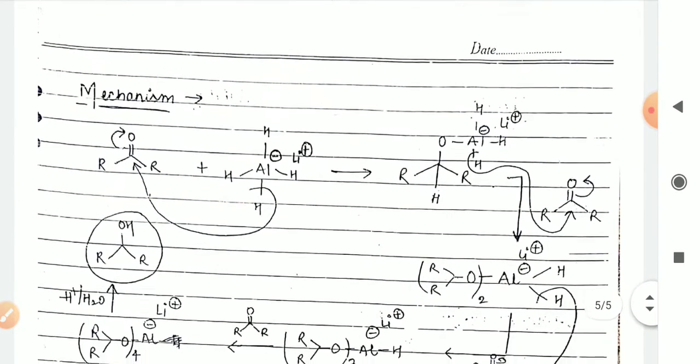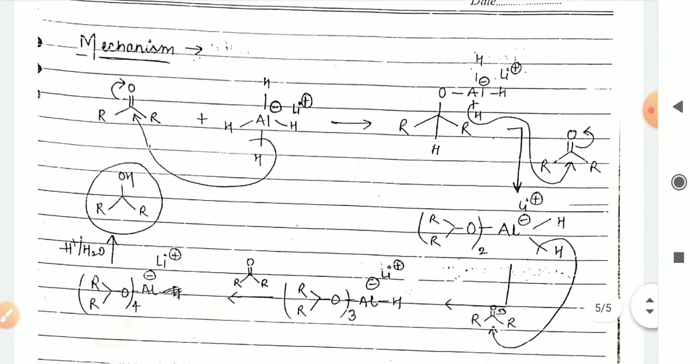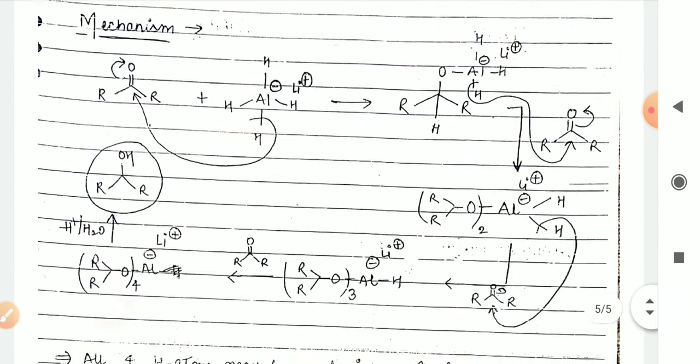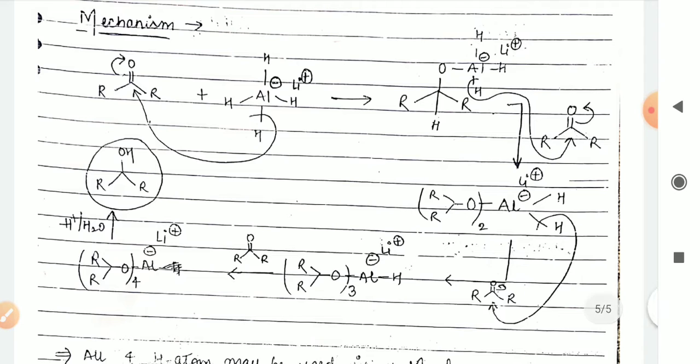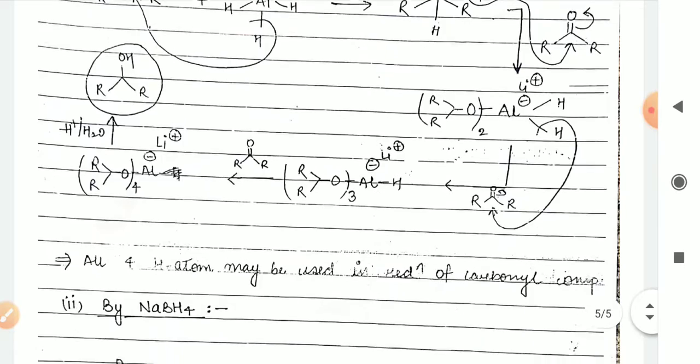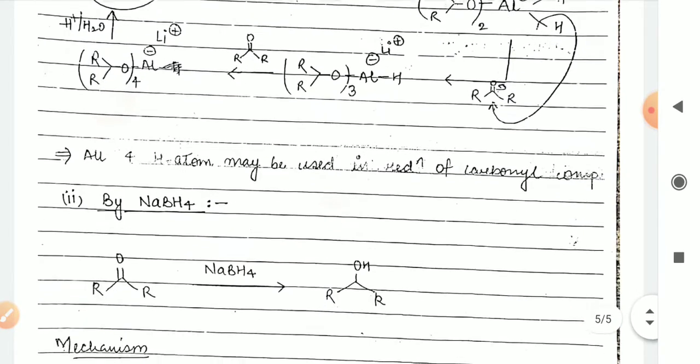Here the mechanism is shown. This is the carbonyl compound; hydride is transferred to the carbonyl carbon center and forms this anionic form. Then another carbonyl compound comes, and another hydride transfers from the aluminum-hydrogen bond, and the corresponding four hydrides can transfer here, and finally the corresponding alcohol forms.